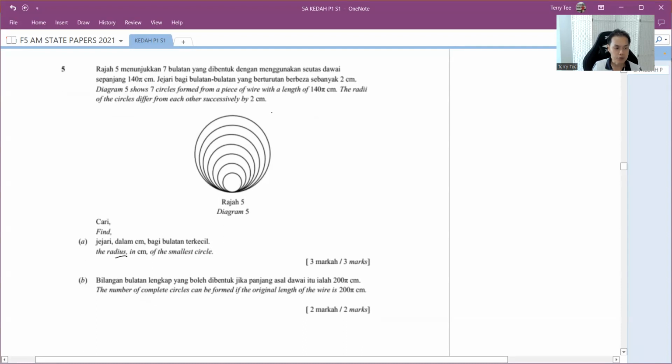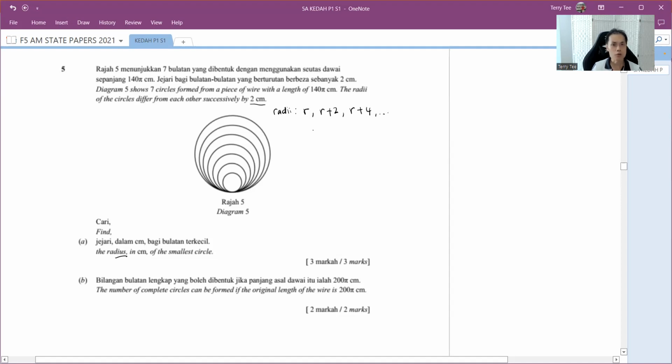So maybe I can list out for you the radii of the circles. Radii is the plural form of radius, r. Now, the difference is 2, successively. So you put r plus 2. The next one is r plus 4, and so on.